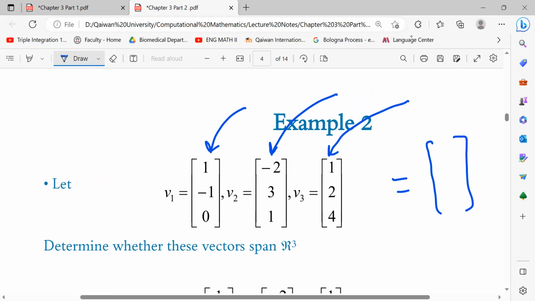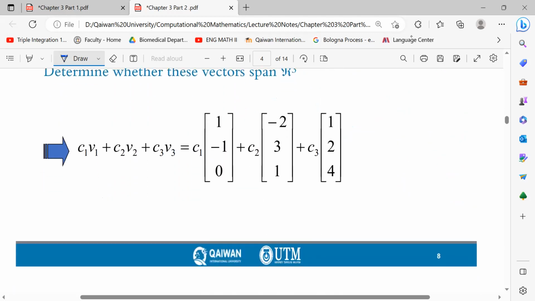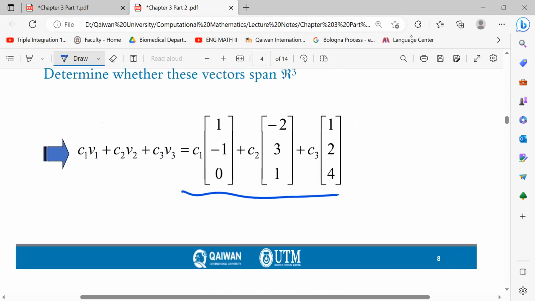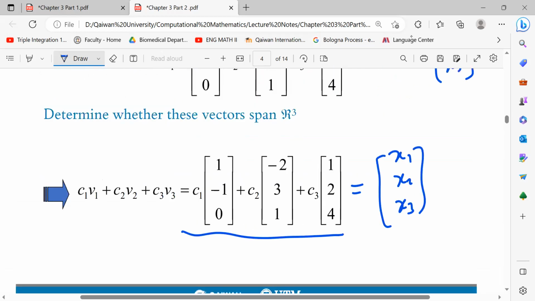We have 3 components. We name them x1, x2, x3. We don't write down 0 for all, it's not given, but you should know the elements in R3 are 3-tuples. So you have this equal to x1, x2, x3. We now write down the augmented matrix.